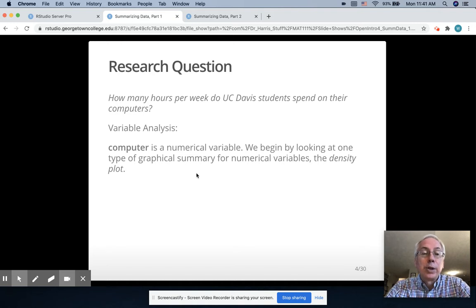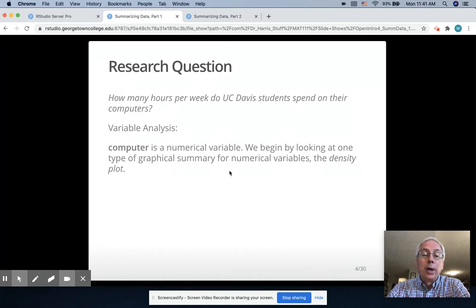And our first question is going to be, how many hours a week do students at this university spend on their computers according to this sample of data that was collected? It's the variable computer in the data set that records how many hours these students self-reported spending on the computer each week. And so it's a numerical variable. It's counting the number of hours that these students spend.